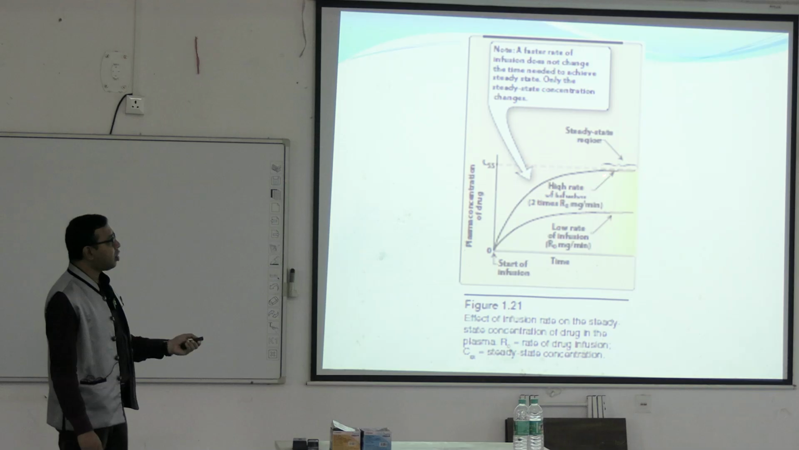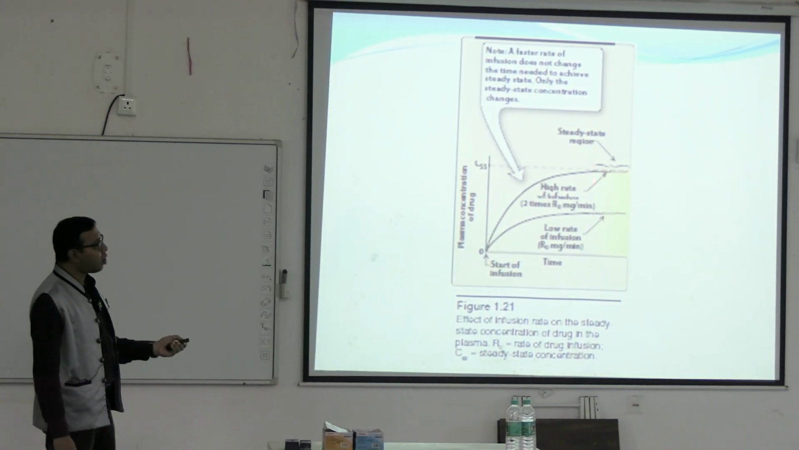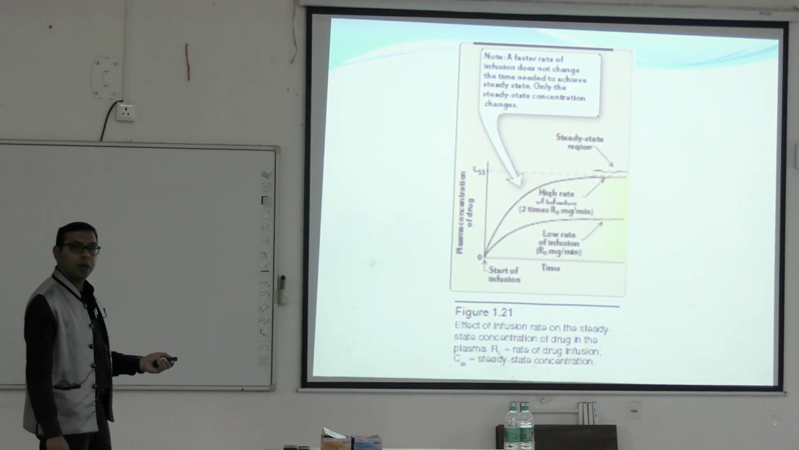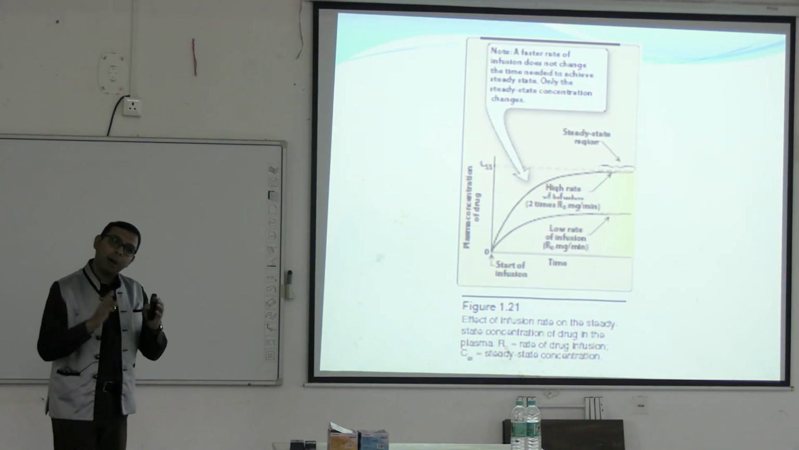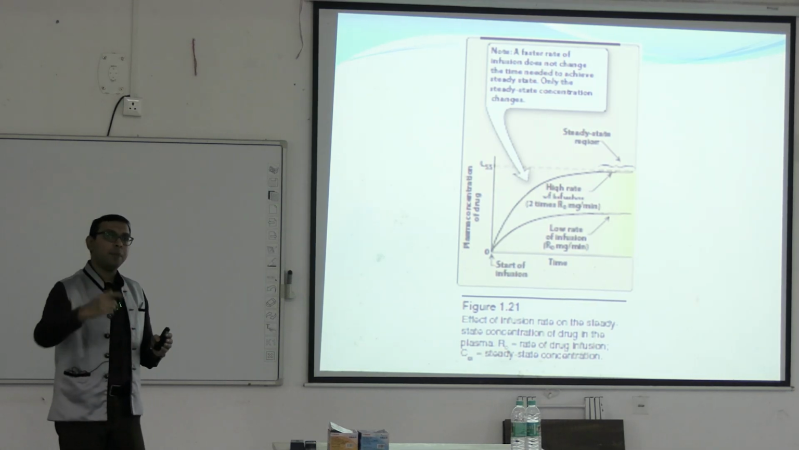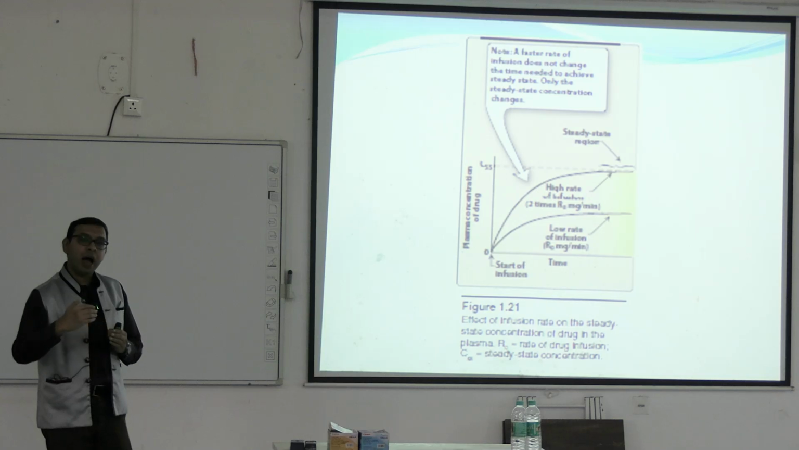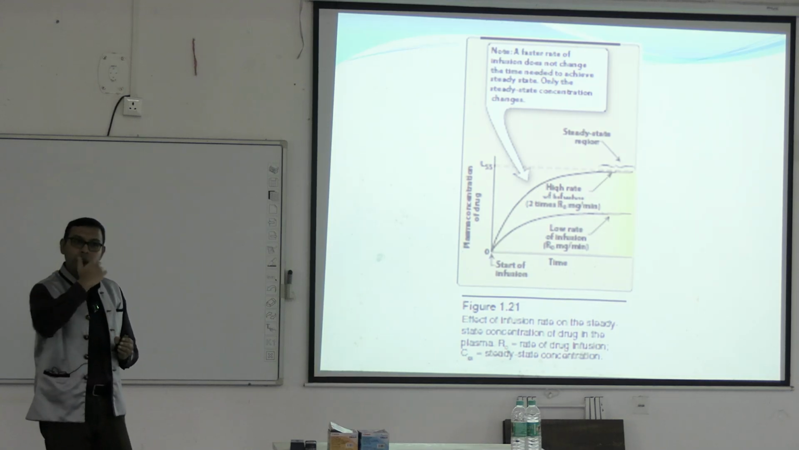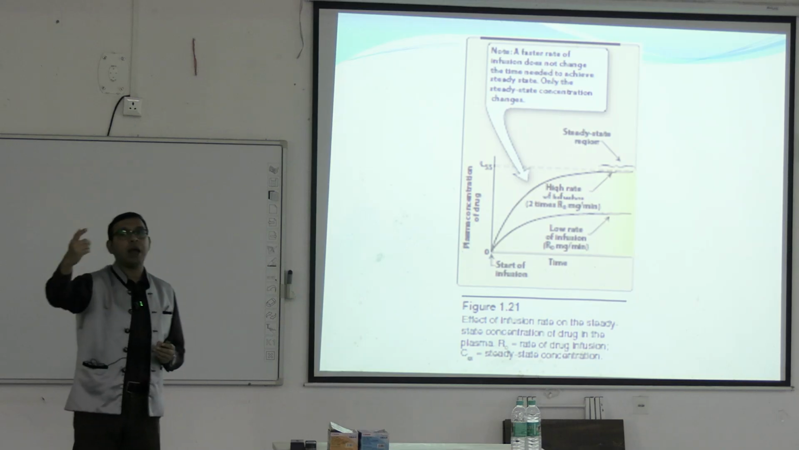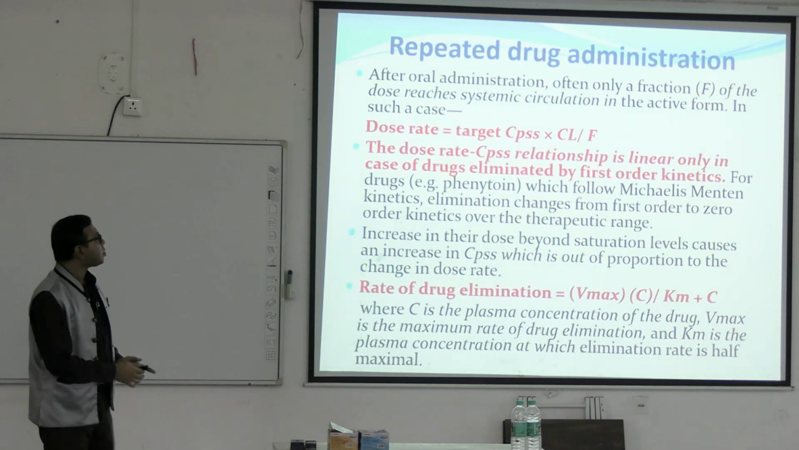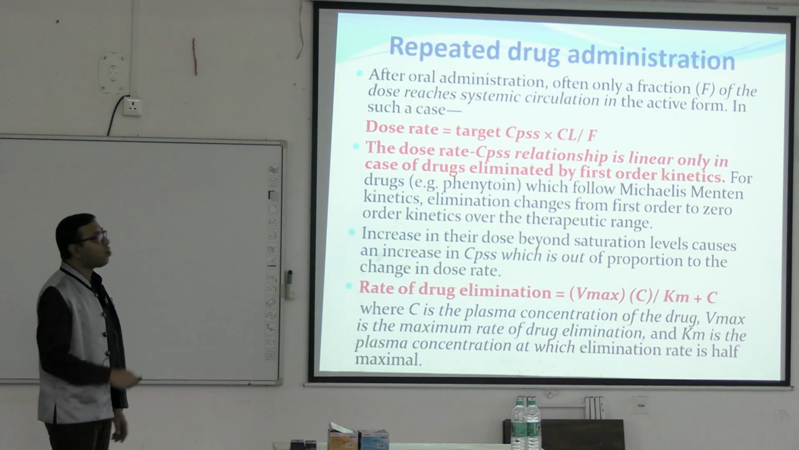But ultimately we can see the steady state plasma concentration is reached in the same time, because the plasma half-life of that drug is the same. Plasma half-life is the same, so the time is the same, but if we give a very high rate of the drug, ultimately the concentration of the drug in our body will be increased, but in the same time period. Okay. Now coming to the repeated drug administration.